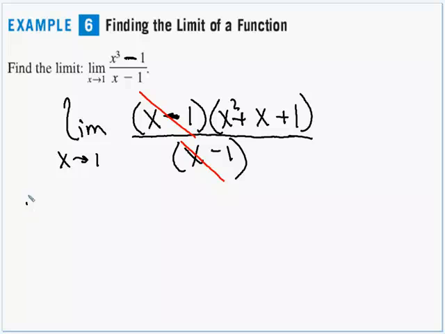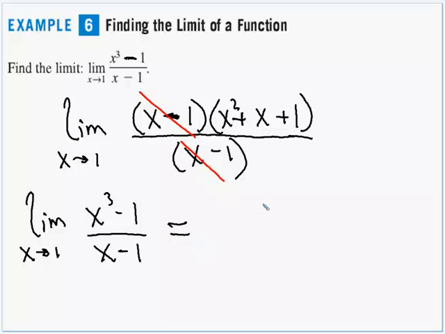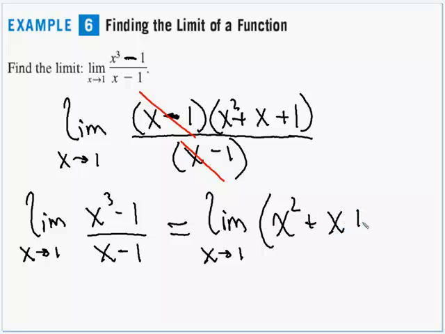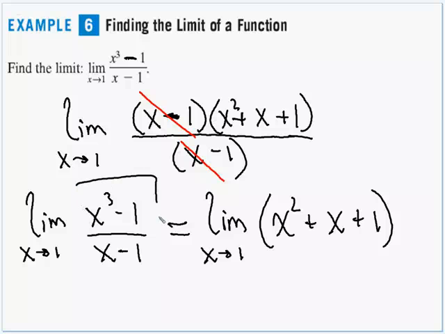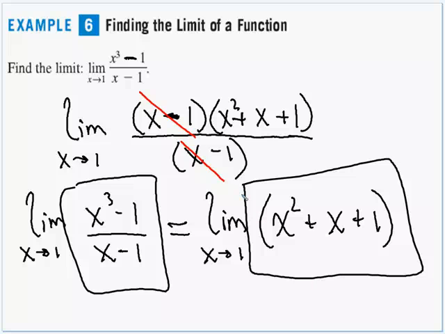So I'm going to rewrite the original function we started with. The limit as x approaches 1 of x cubed minus 1 divided by x minus 1 is exactly the same as the limit as x approaches 1 of this polynomial, x squared plus x plus 1. In the theorem they said that the limits of the two different functions are equal as we approach that c. The limit of f of x is equal to the limit of g of x. That's what's going on here. These functions are the same when it comes to the graph and the number as we approach 1.